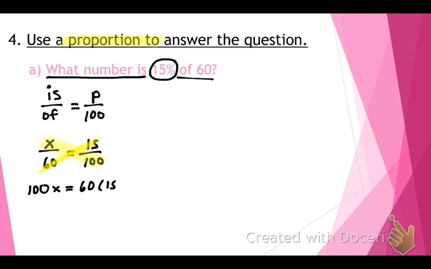60 times 15. What is 60 times 15? 900. I want to get x by itself, so I have to divide by 100 on both sides. Now I'm left with x equals, and what's my number? 9. Go back to the original question where it says, what number is 15% of 60? Do I need to change this to a percent or a decimal or anything? Nope. Your number is 9. Excellent job.